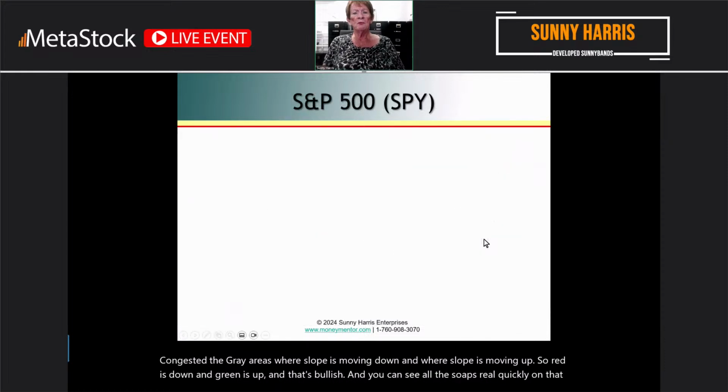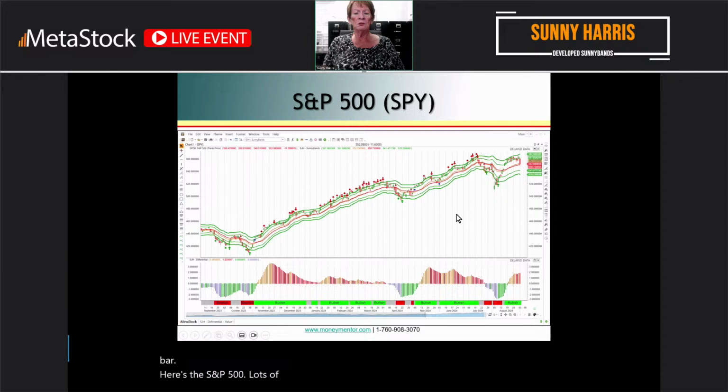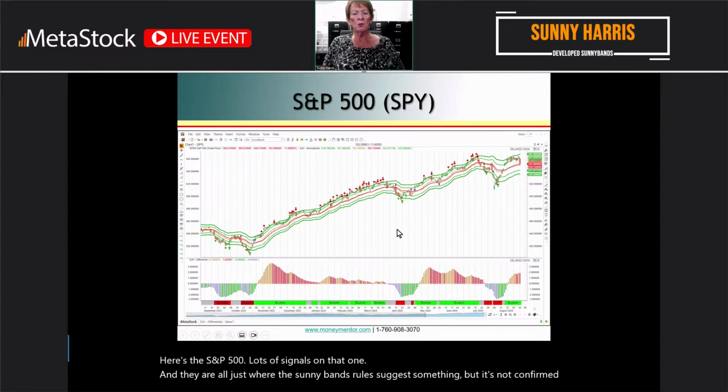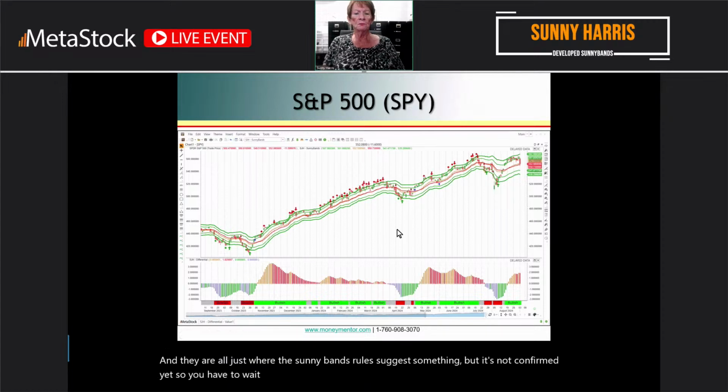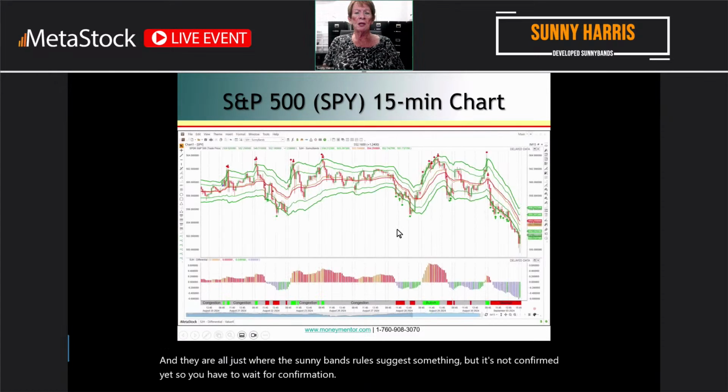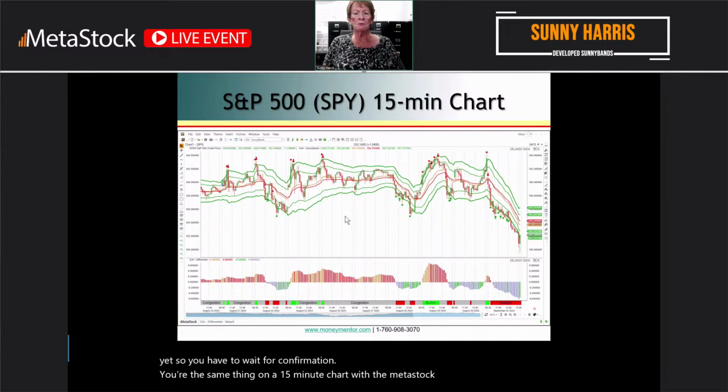Here's the S&P 500. Lots of signals on that one. And they are all just where the SunnyBands rules suggest something, but it's not confirmed yet. So you have to wait for confirmation. Here's the same thing on a 15-minute chart with the MetaStock signals. You can see how precise they are.